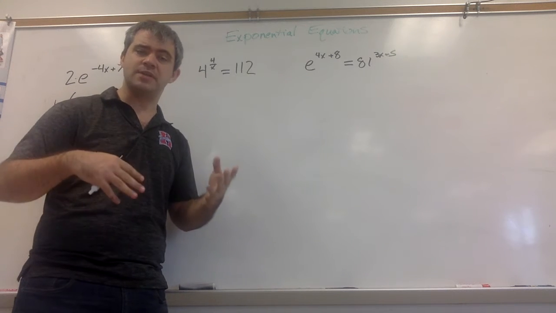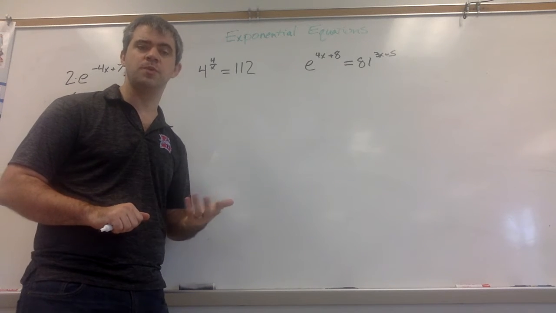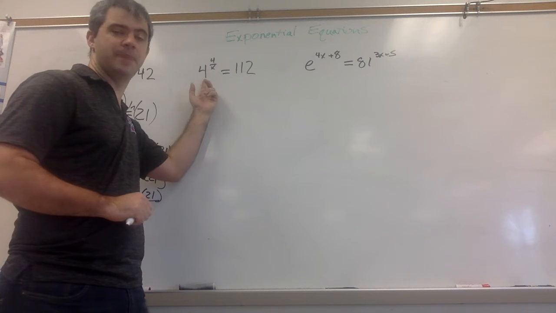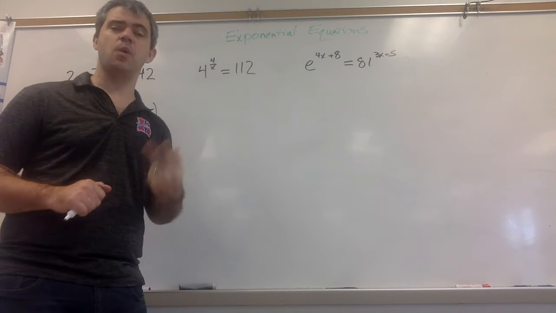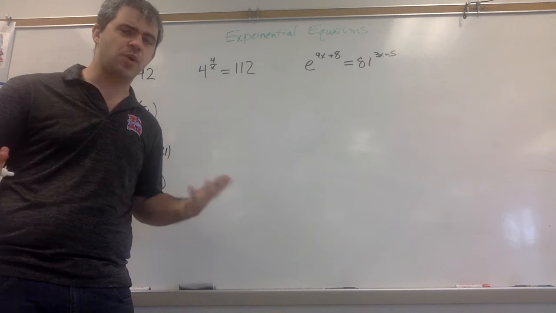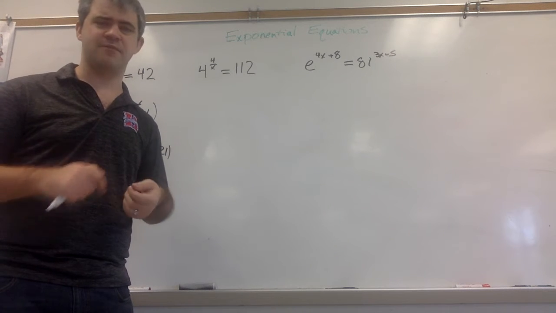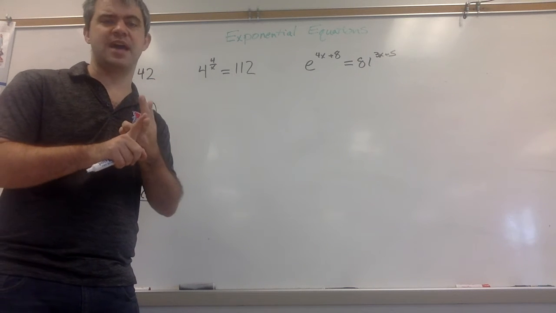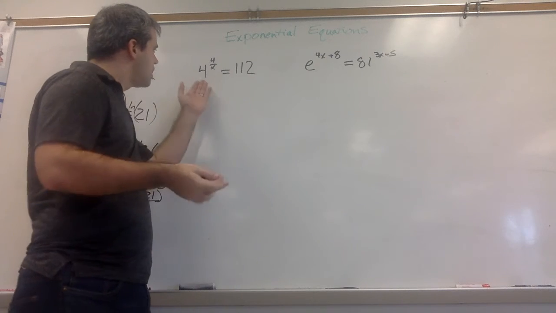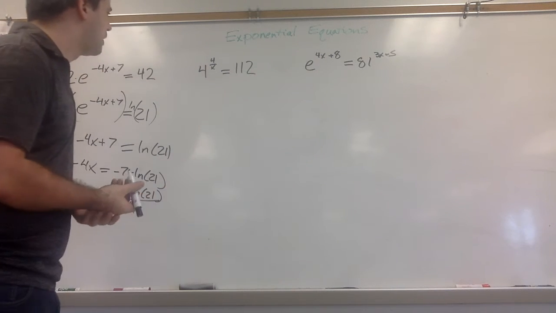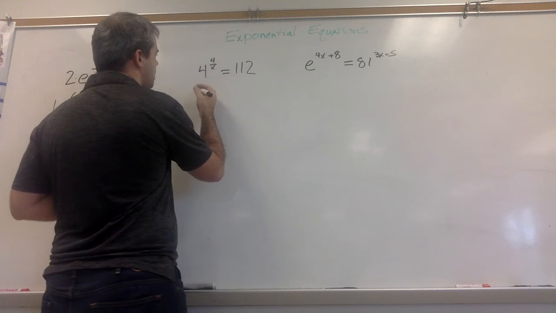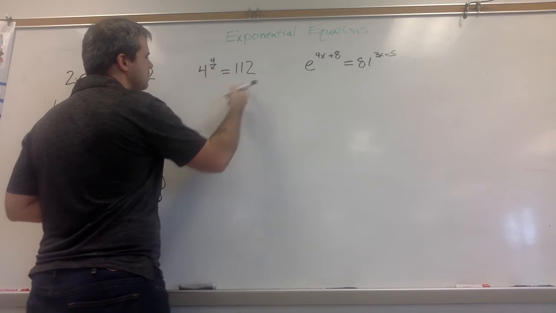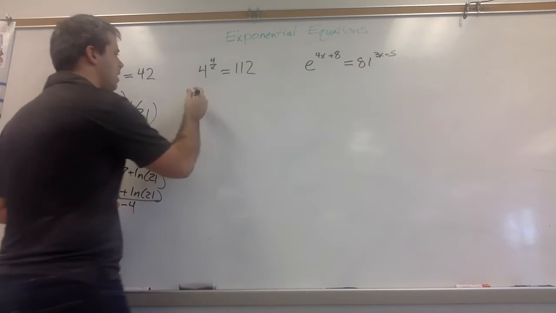So I'm going to do this 2 ways. The first way is going to assume that you have a calculator that can do base 4 logarithms. The second way is going to assume that you don't have access to a calculator like that, and we have to do base 10 or the natural logarithm, base e. So I'm going to start by taking the base 4 logarithm of both sides.